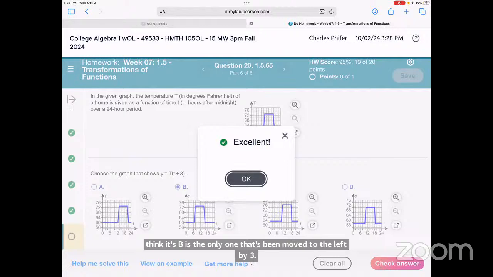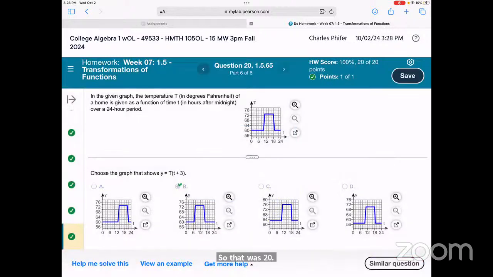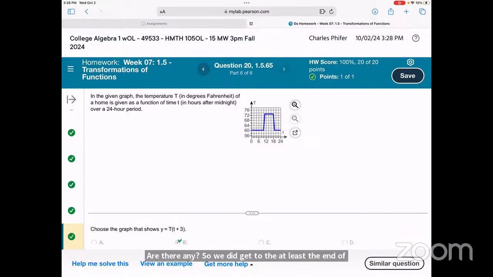Oh, that was 20. All right, guys. So that was record time. I didn't finish nowhere near this earlier than the other groups. So we did get to at least the end of this section. Are there any burning questions? I think I'm going to let you guys go.